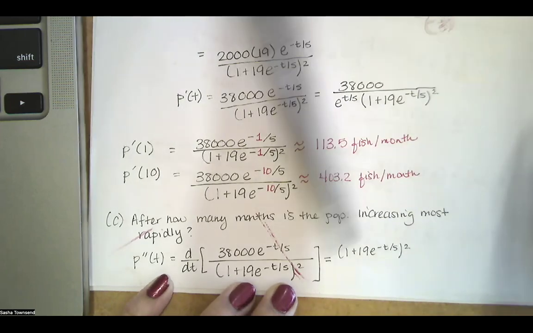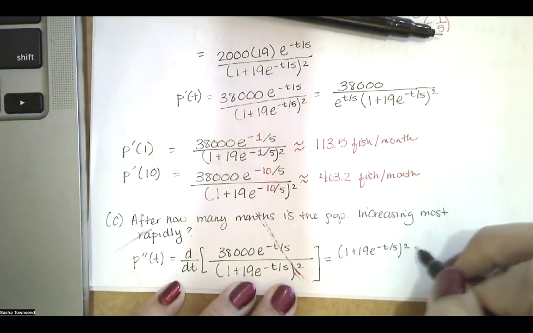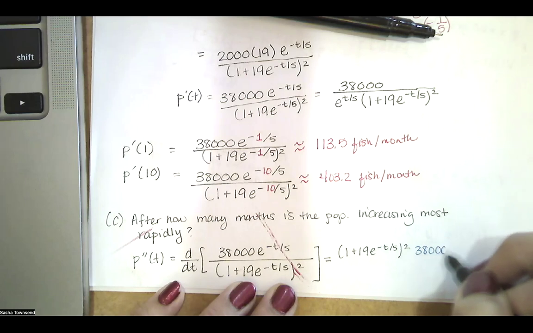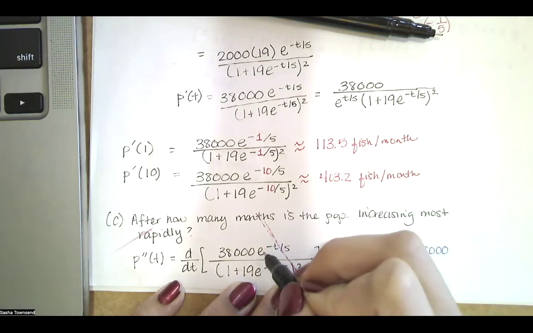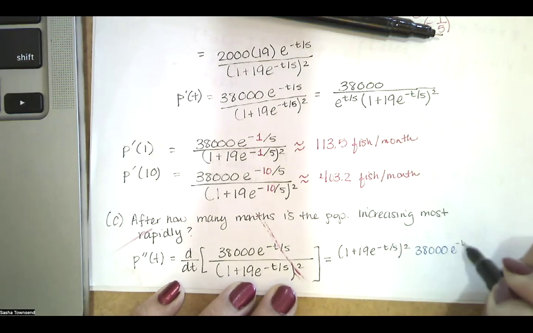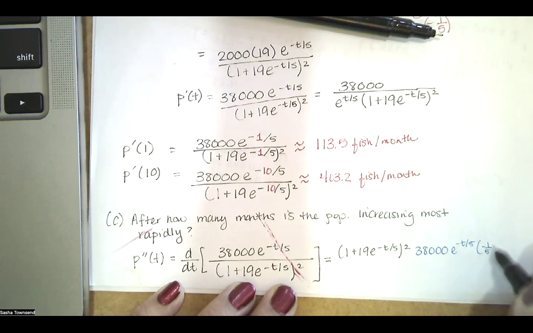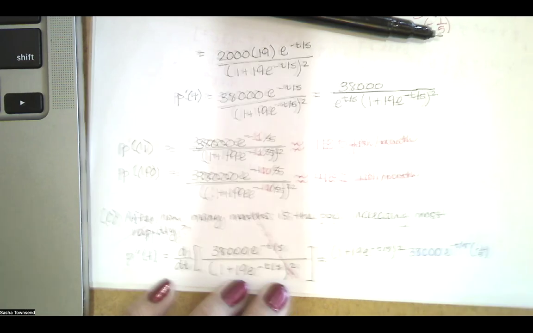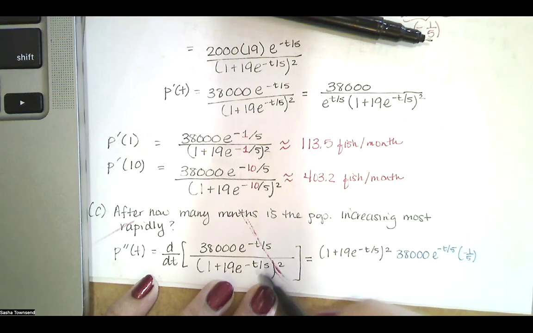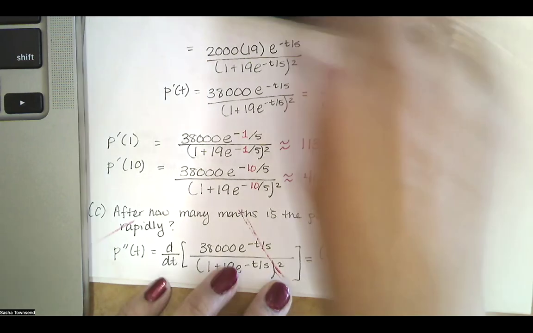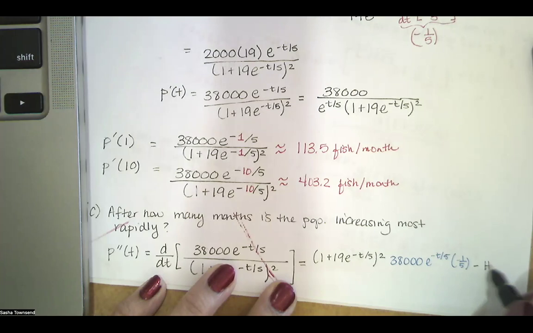Now the derivative of the top function in this case is 38,000 times the derivative of e to some power, which is e to that power, times the derivative of the inside, and the derivative of negative 1/5 t is negative 1/5. So I'll have that there. That's low d high minus high d low. And I am running out of space, so I'm just going to write high d low here.